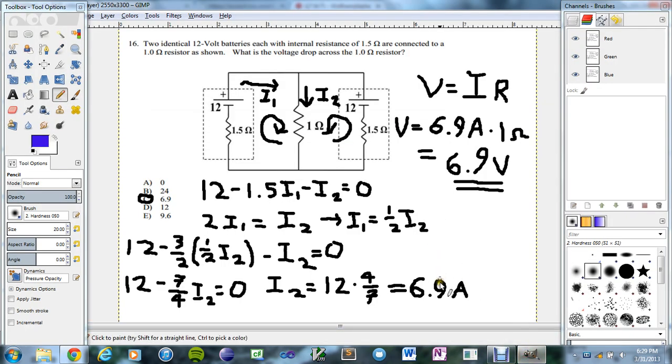So that's the current, but you need the voltage drop, and using V equals IR, where the resistance is just 1 ohm, you get 6.9 volts, which is C, the correct answer.